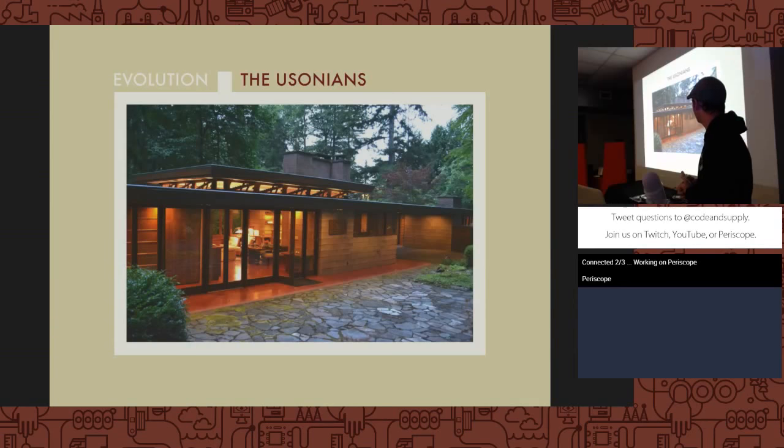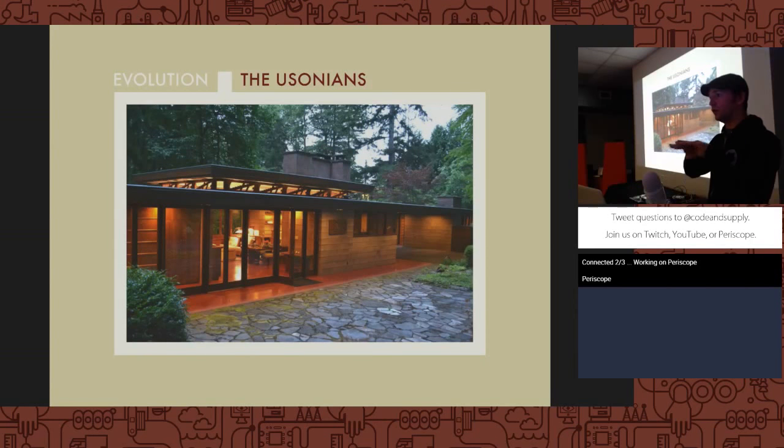But this is where he starts to bring in a lot of the prairie home style. So for those of you who aren't familiar with Frank Lloyd Wright's work, the prairie home style is where he really starts to add in a few key elements, right? So the flat roofs become a thing.